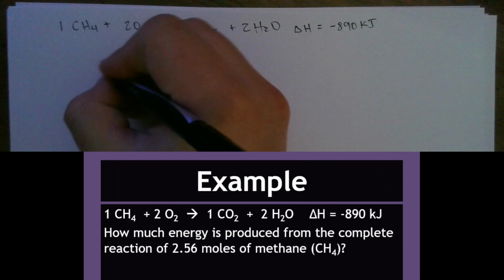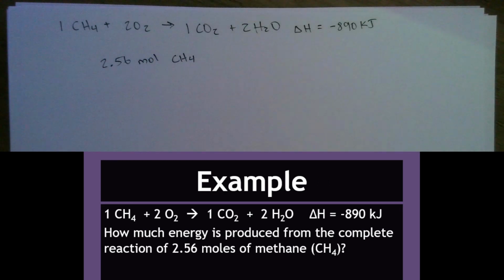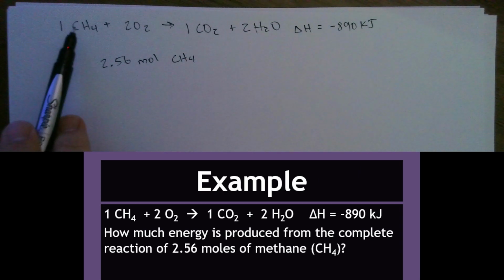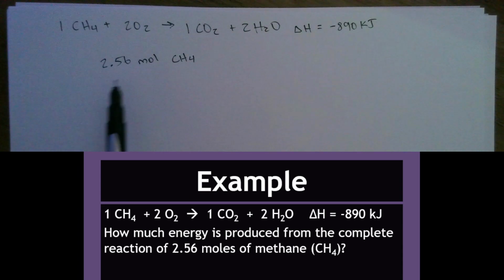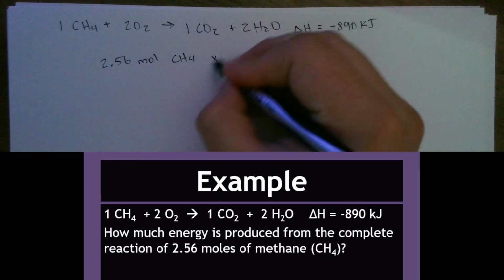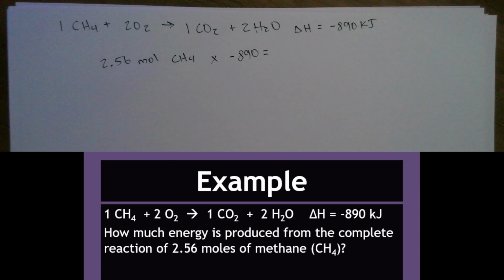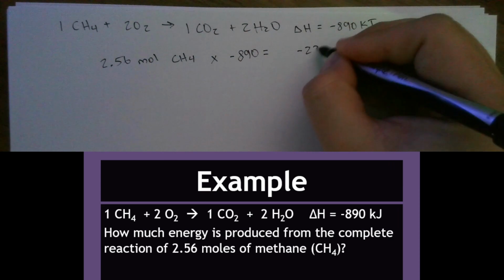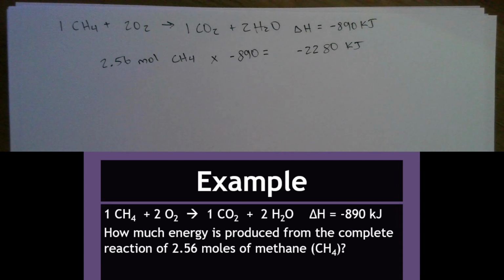So here I'm starting with 2.56 moles of methane, which is CH4. Well, I know when I react 1 mole of methane, it makes negative 890 kilojoules. So if I react 2.56 moles of methane, I'm just going to multiply that by negative 890. That equals negative 2280 kilojoules. And that's it. That's the answer. 1 mole of methane reacting produces that much energy, so 2.56, I'm just going to multiply by that number.